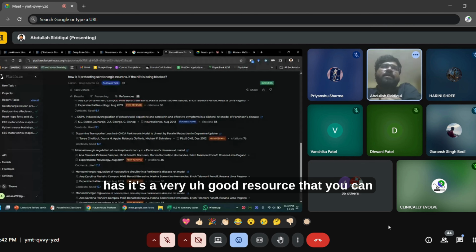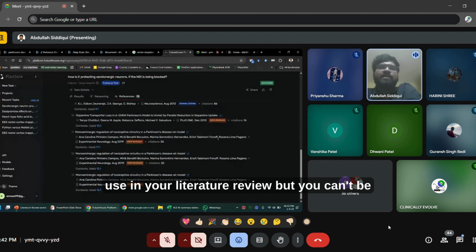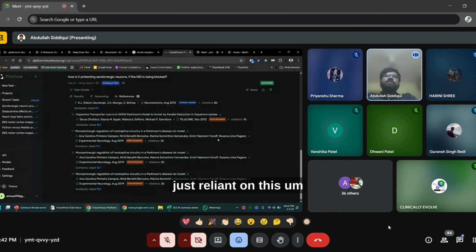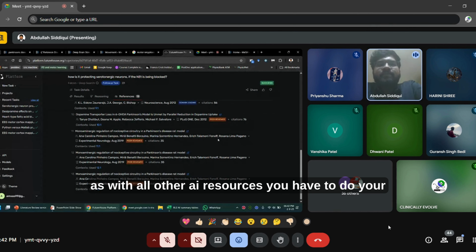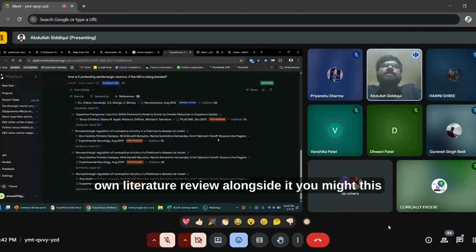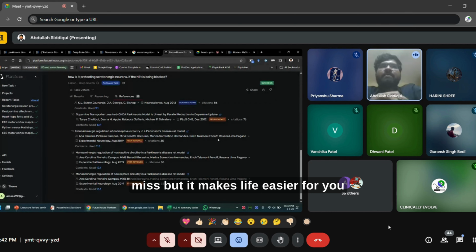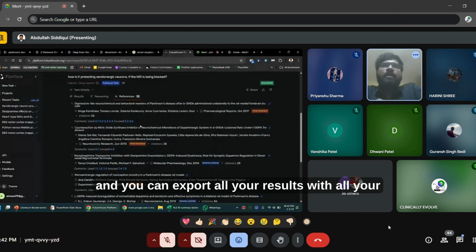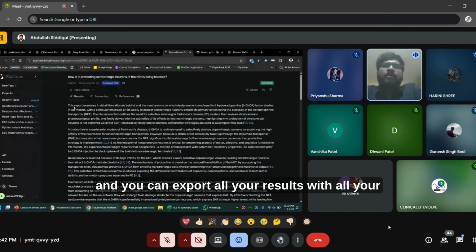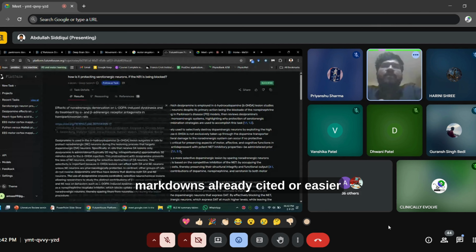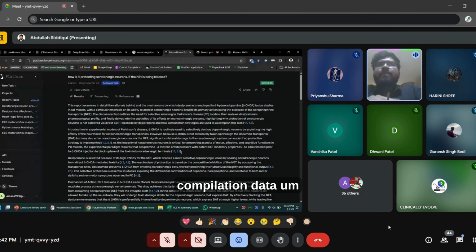It's a very good resource that you can use in your literature review, but you can't be just reliant on this, as with all other AI resources. You have to do your own literature review alongside it. This might catch something you might miss, you might catch something it might miss, but it makes life easier for you. And you can export all your results with all your markdowns already cited for easier compilation later on.